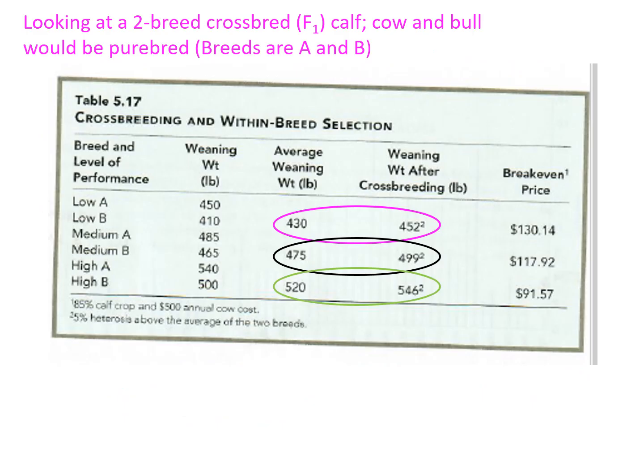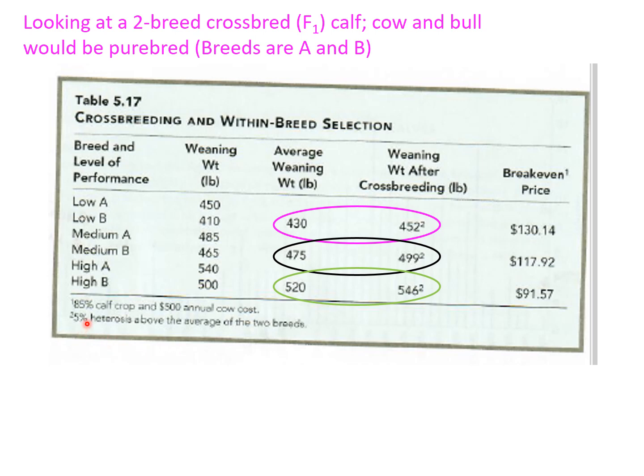Okay, here we go. We're looking at a two-breed crossbred F1 calf. The cow and the bull would be purebred, and the breeds are A and B. You can pick any two breeds you want. And all this is showing us is how heterosis works. So we got a break-even price over here, no doubt. We're in the cow-calf chapter, so break-even price is important. What's our calf crop? 85%. What's our annual cow cost? $500. Okay.